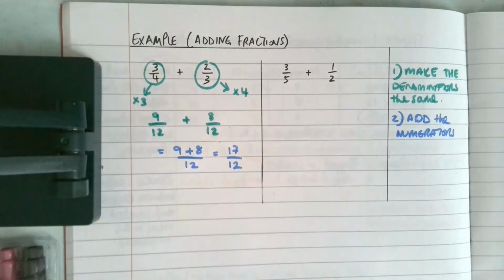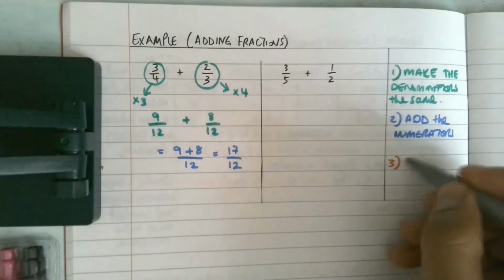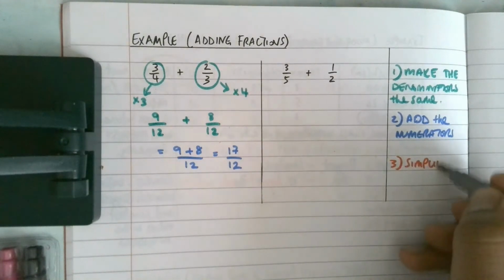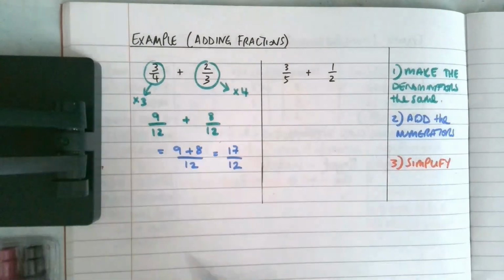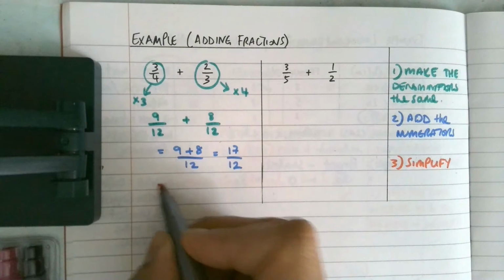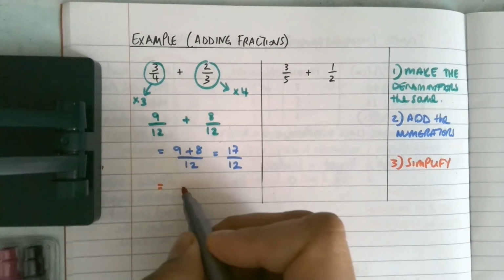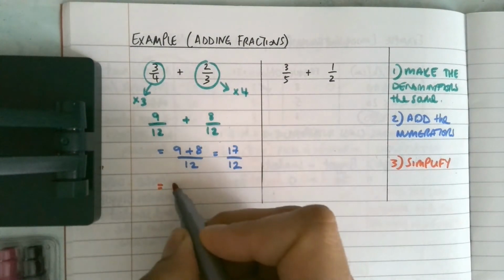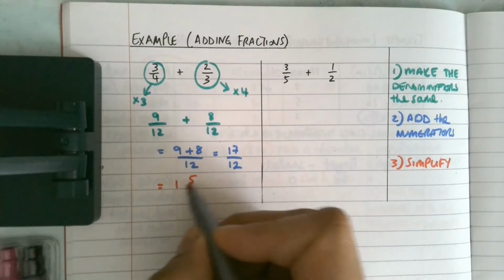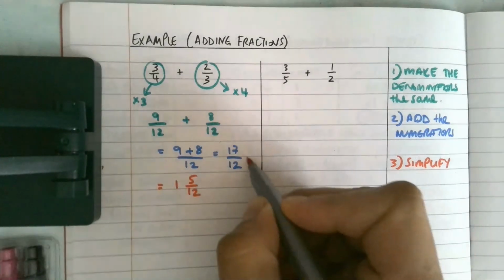The last step is the simplifying step, if it's possible. If we have to simplify, then you're looking for common factors to simplify. You can always watch the example on that. But in this case, we can write this fraction as a mixed fraction. 12 goes into 17 once, and then there's a remainder of 5. We're still dividing by 12.